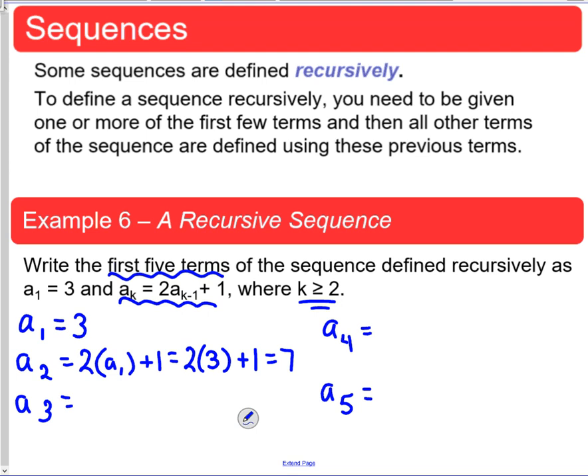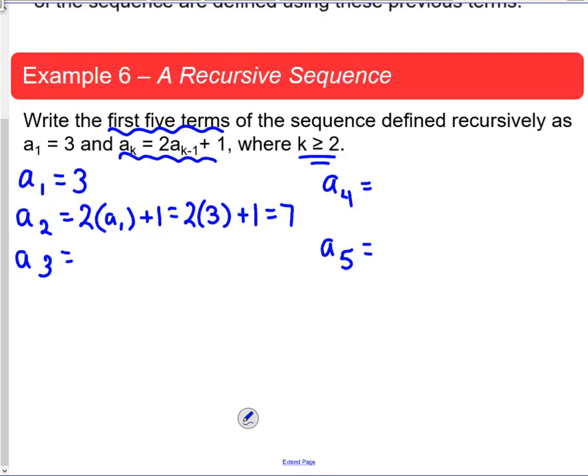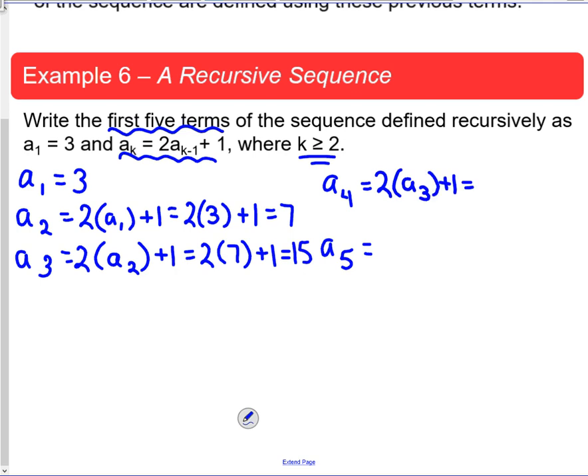To find the third term, you're going to take 2 times the term that comes before it, which is the second term, and add on 1. The second term we just calculated to be 7, so 2 times 7 plus 1 gives us a third term of 15. Okay, if we keep that pattern going, to get the fourth term, 2 times the third term plus 1, so 2 times 15 plus 1 should give us 31.